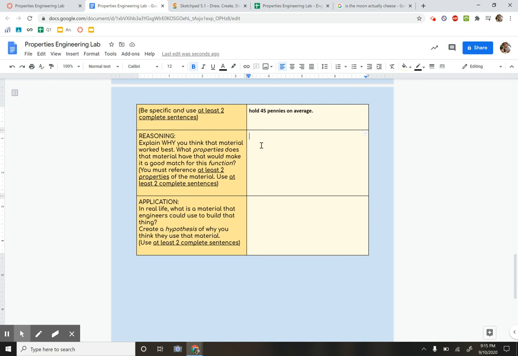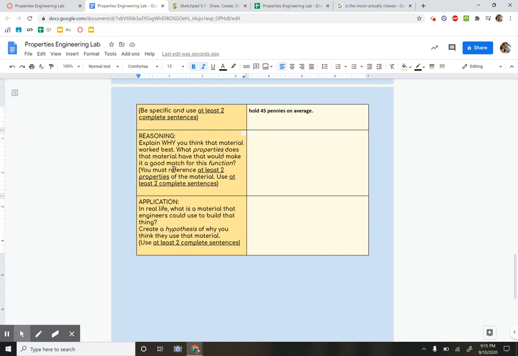And maybe it's kind of rigid, and that makes it hold its shape. And those are the properties that I think make aluminum foil a good boat. Okay. Basically, you're explaining why that material was best. And you've got to talk about properties. Remember, those are the characteristics.